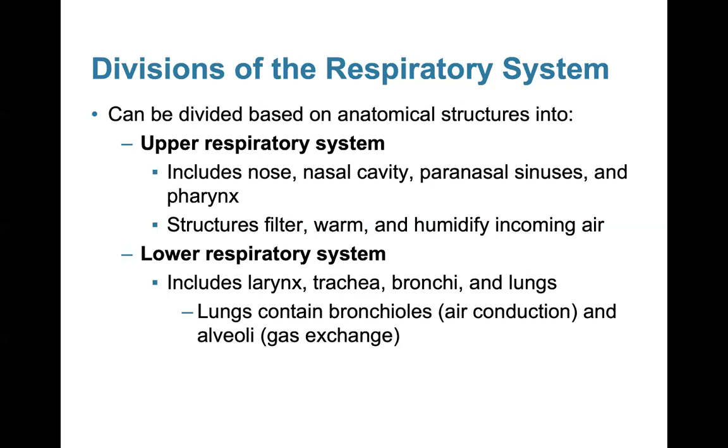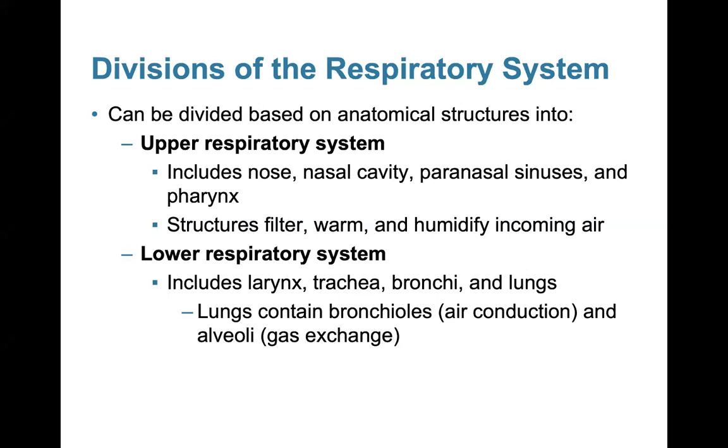The respiratory system can be divided based on anatomical structures into 2 divisions. We have the upper respiratory system, which will include the nose, nasal cavity, paranasal sinuses, and the pharynx. These structures function to filter, warm, and humidify the incoming air. The lower respiratory system will include the larynx, trachea, bronchi, and lungs.